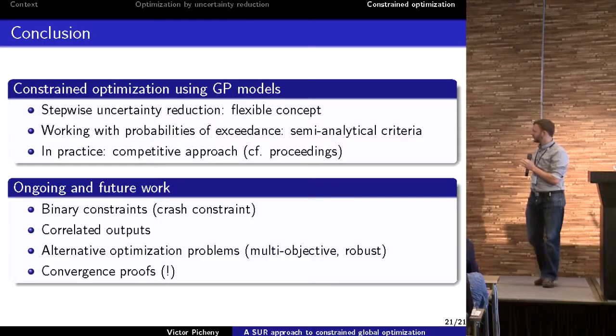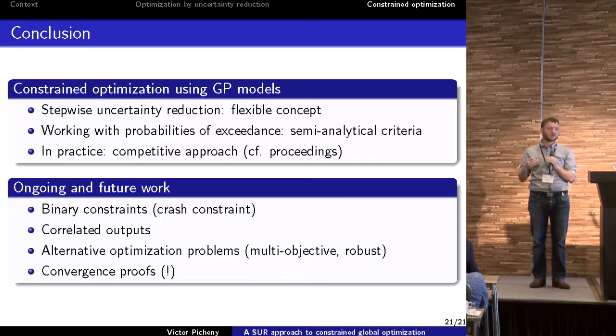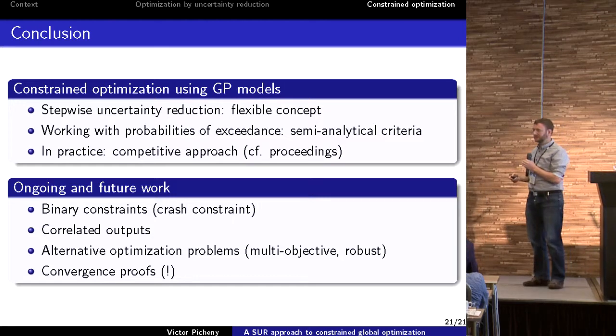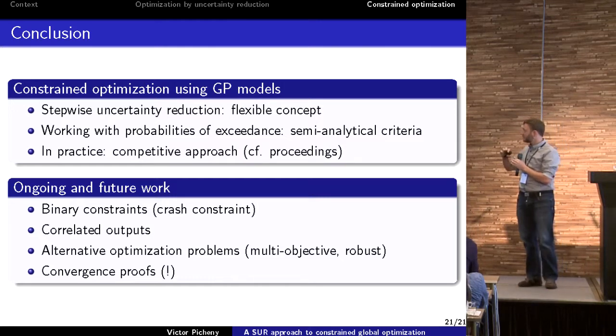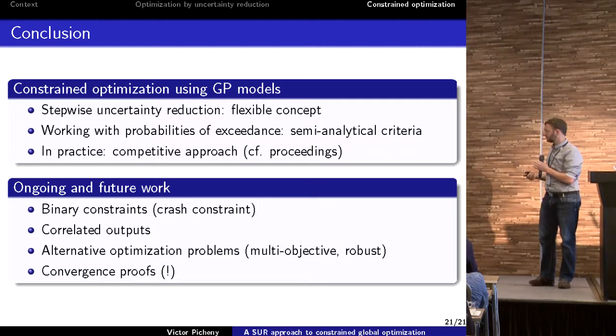More complex is to look at correlated outputs. It's important because usually when you have an objective and a constraint, they are opposed, they are correlated negatively, but it makes the calculation more complicated. You can look at alternative optimization problems using the same stepwise uncertainty approach. You can derive criteria for multi-objective, for robust optimization, etc.